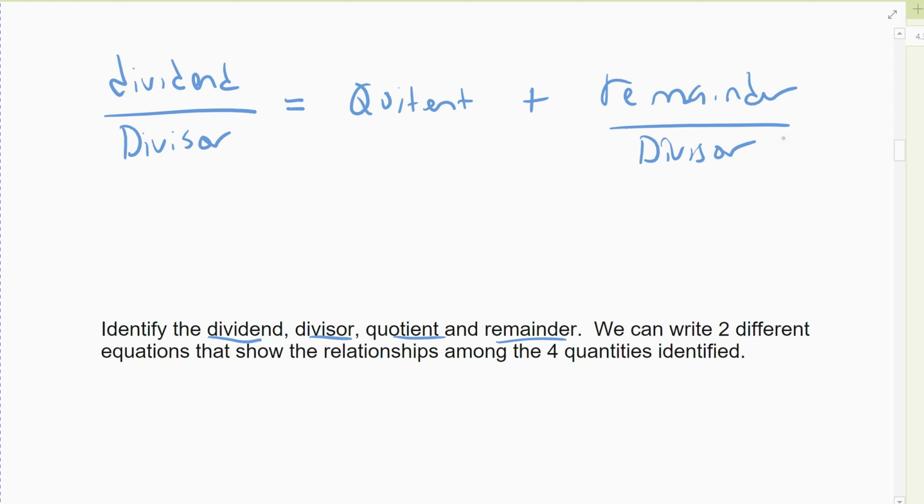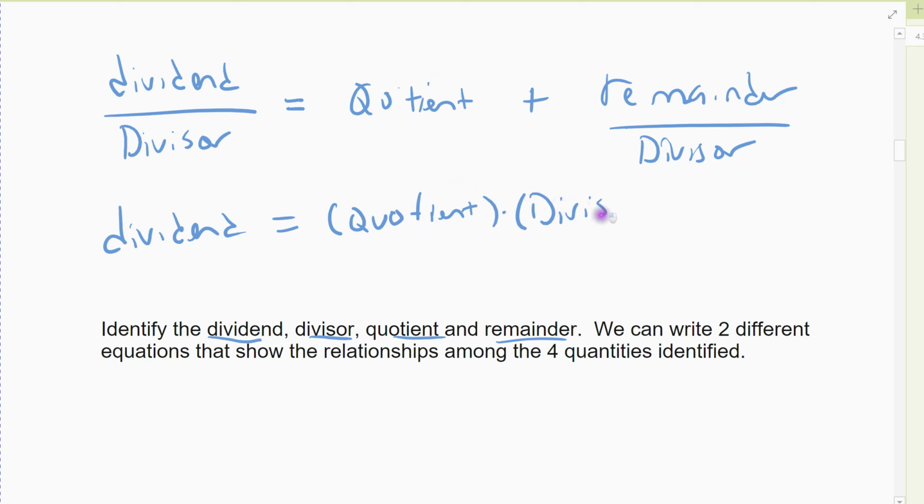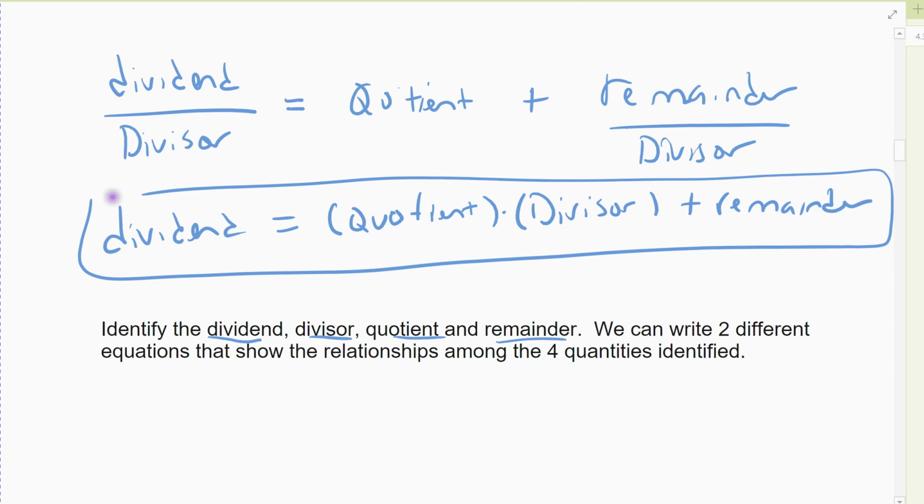Alright, and there's two ways to actually then write it. That's one way. And the other way is, see how I have divisor under both of those? Well, I could multiply by my divisor and I can get the dividend equals the quotient times the divisor plus the remainder. That's the second way. And actually the second way is the one we like to write it in.